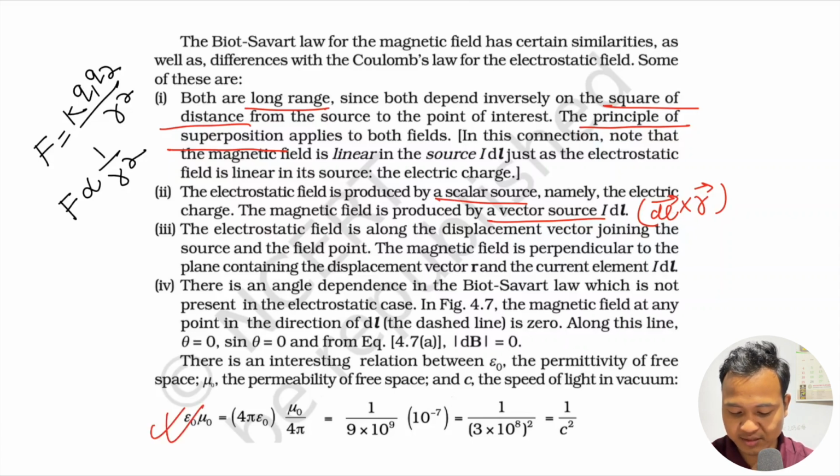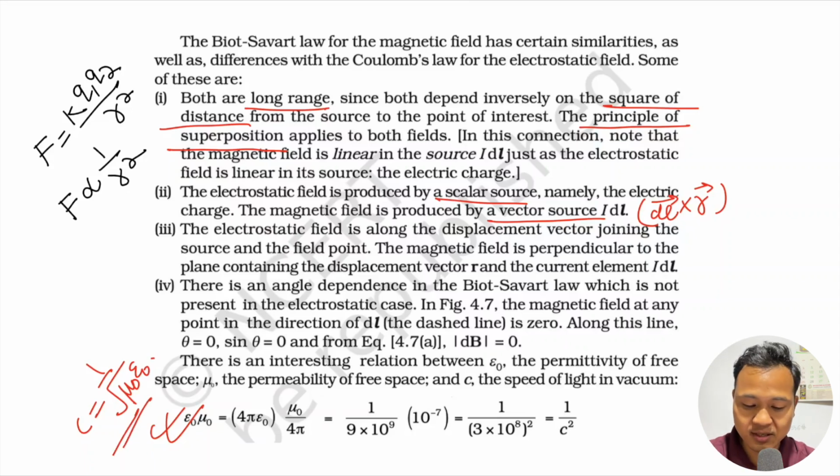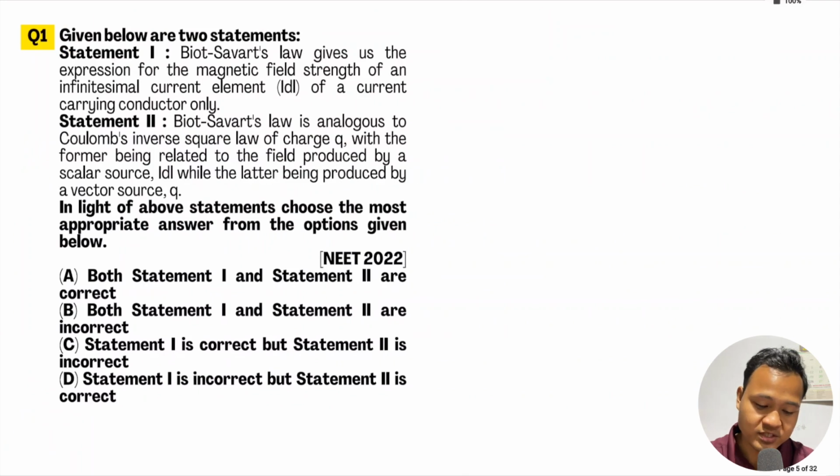Optics, so I think these things you can skip: 1 by root over mu naught into epsilon naught. These things you'll do in optics. So if you have time, you go through it. So first question.